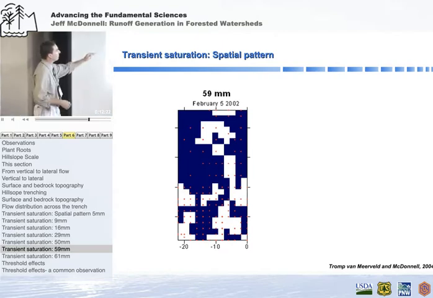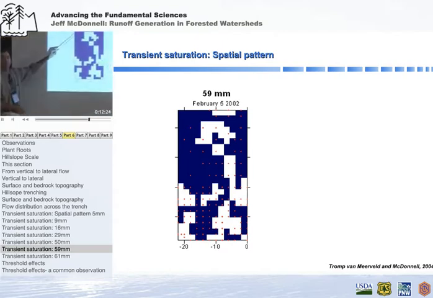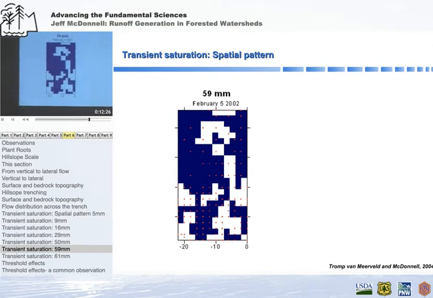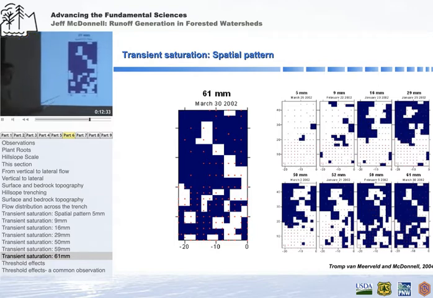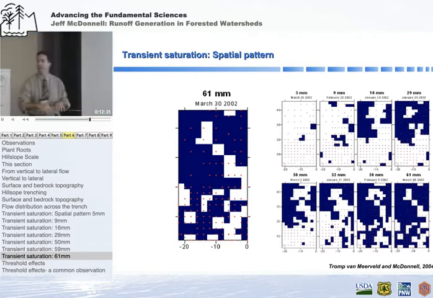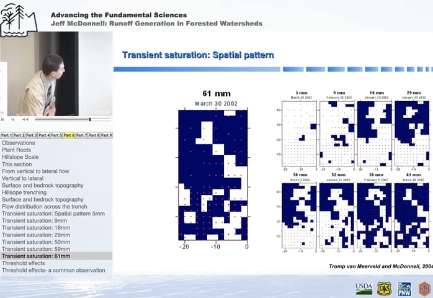Now we get past a certain threshold. In this case, for this hill slope, for these soils, it's about 60 millimeters. Here's a bigger event, 61 millimeters. Now we've connected this transient saturation. And that is when the hill slope is turned on.